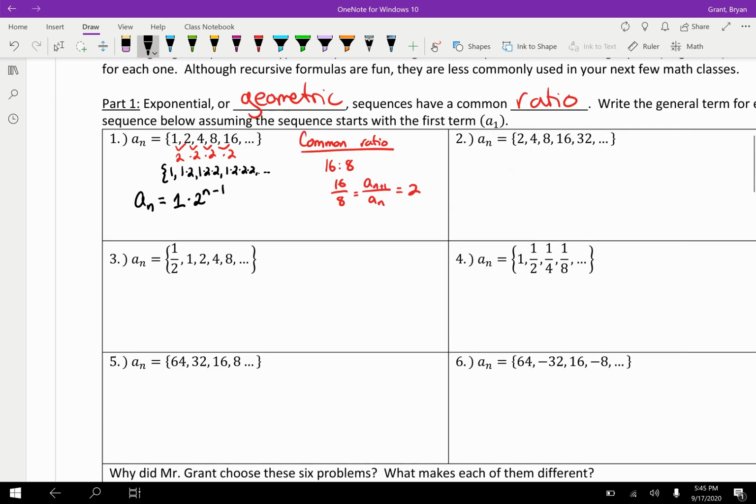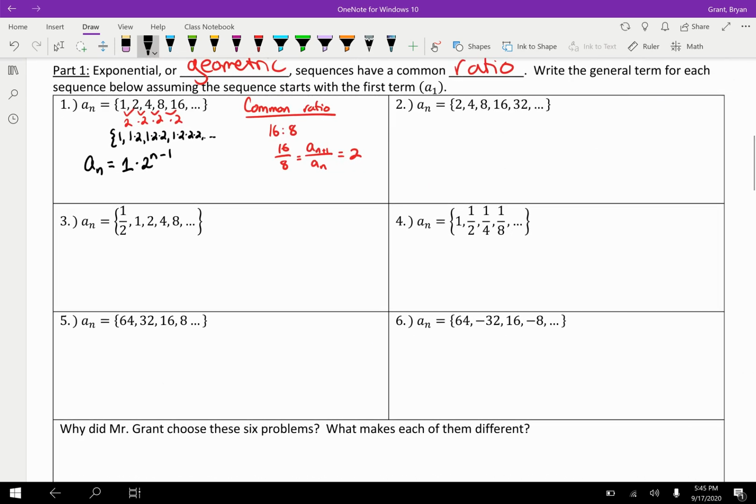Why don't you guys go ahead, take some time, work through these 5 other problems. You'll notice that there's a slight difference in every single one of these problems. That's done on purpose. There's some very, very similar ones, but go through, find the ratio, and then once you've written the formulas, get back to me and we'll see how you did.